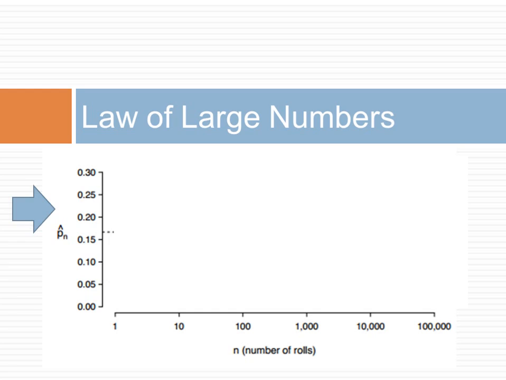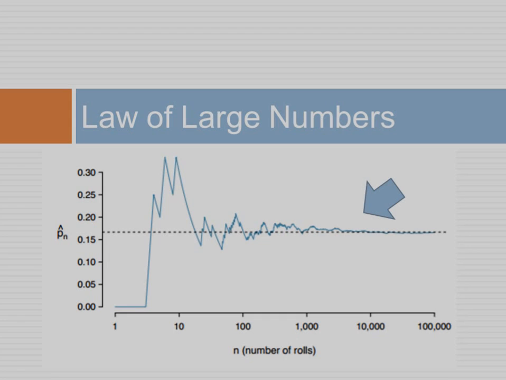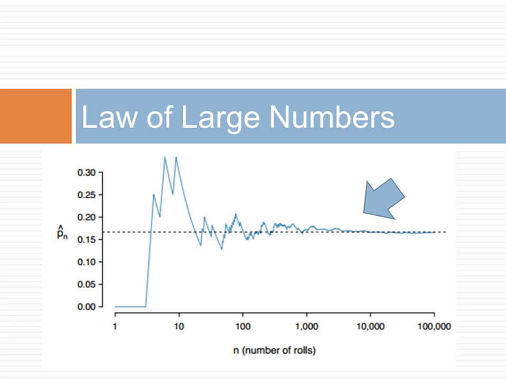The y-axis here shows the estimate of the probability. The x-axis shows the number of times we have thrown the dice. In a small number of trials, in this case in the first 10 trials, the probability of getting 1 out of 6 could be way off. As the number of rolls increases, the estimate of the probability converges to the theoretical probability.